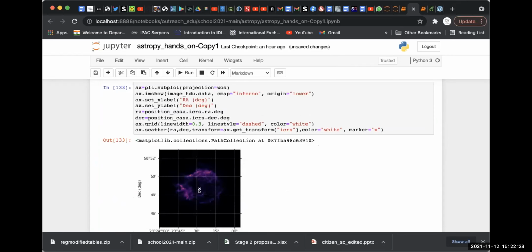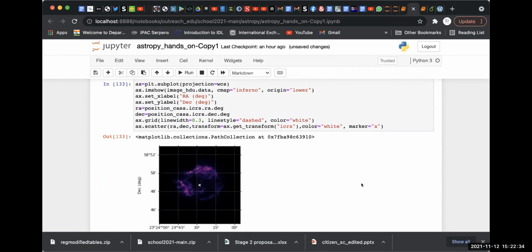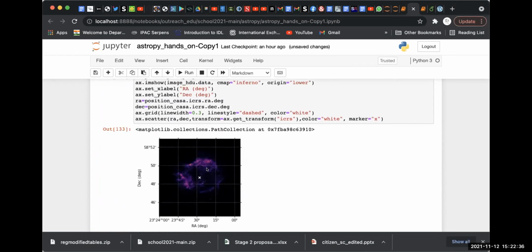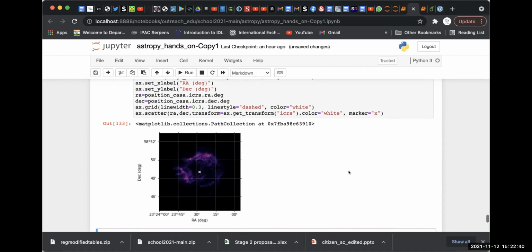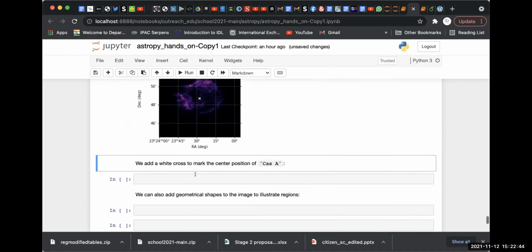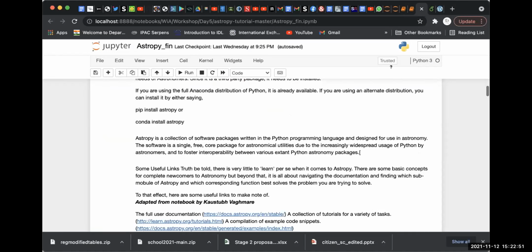See, this is giving me a cross mark. This is the position of Cassie, right? The last thing I can do is if you want to make a circle around this. It's there in your Python notebook. There are ways of actually getting a circle over here. So if you want to add a geometrical shape to this, okay.